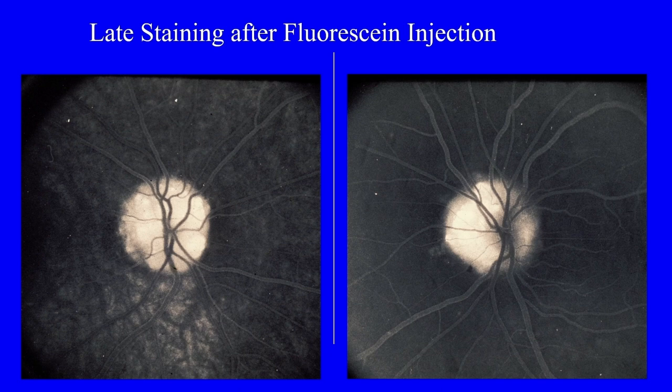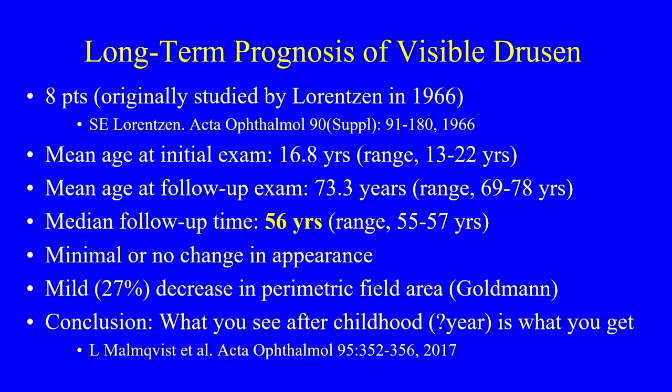There is no leakage from optic disc drusen, but there is late staining. And so those of you who want to do fluorescein angiography, it's not an unreasonable thing if you're not sure.